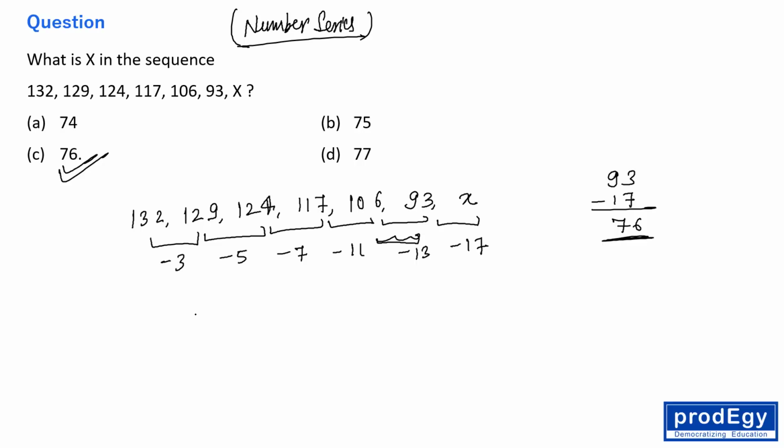So the difference is consecutive prime numbers starting from 3. Right? Difference is consecutive prime numbers starting from 3. Right? It's a very simple question. But yes, you should have an idea of prime numbers, right?